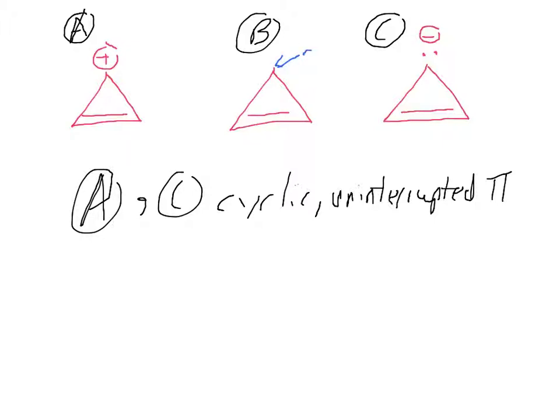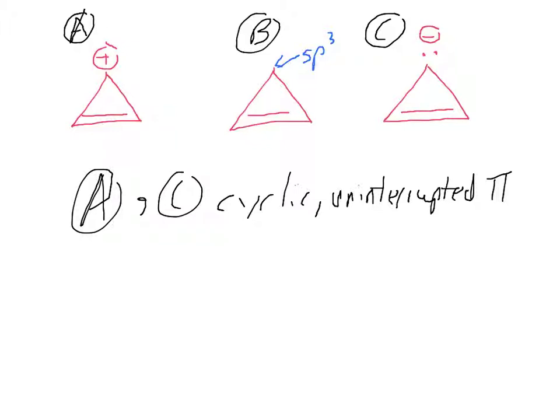B has an sp3 hybridized carbon, and that's an interrupter. There's no pi bond, there's no p orbital there. To have a pi system, every atom has to have a p orbital. All right, so that's the first rule.